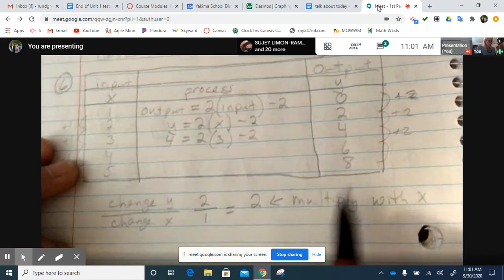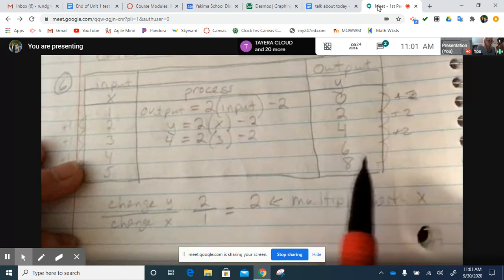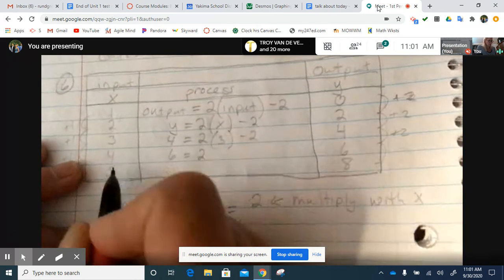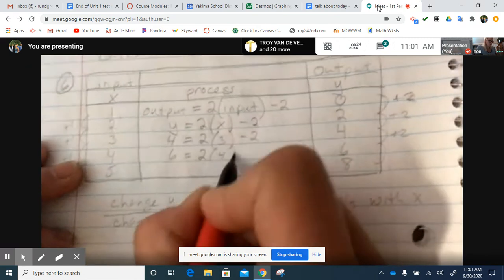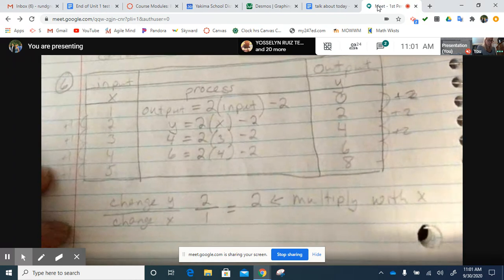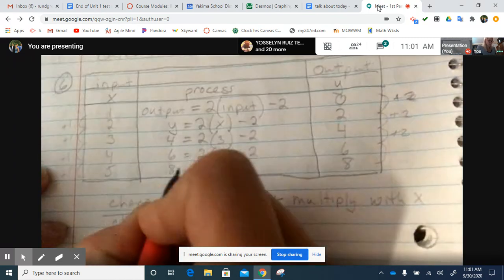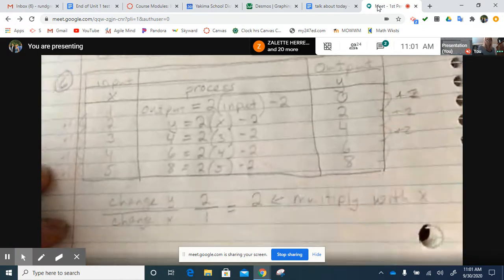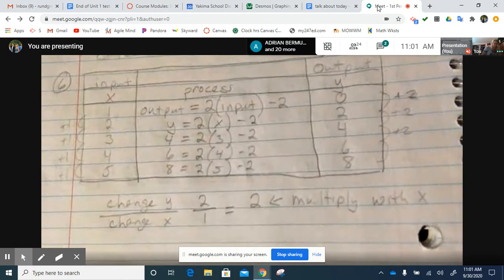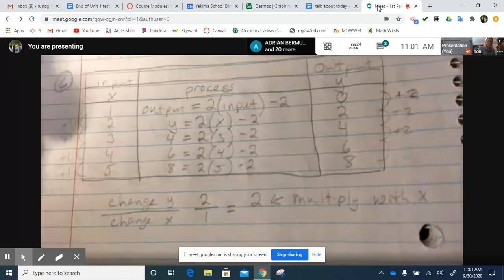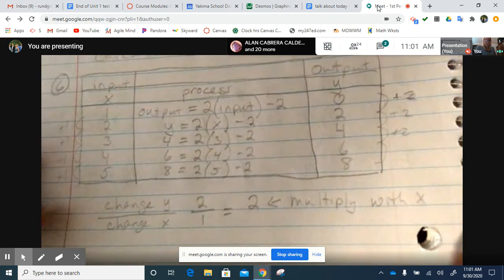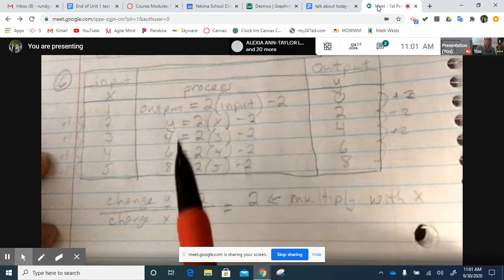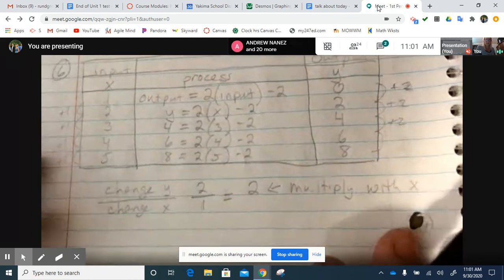And we can write the others with the numbers also. So start with your output. 6 equals 2 times 4 minus 2. And then 8 equals 2 times 5 minus 2. So it'll be a little repetitive because we totally just wrote the rule right up here. But on the test, it does ask you to write the rule.